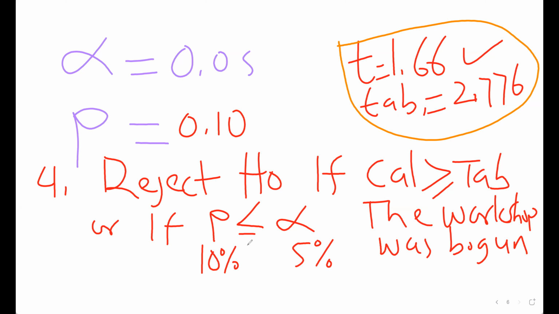The p-value approach, and please check the slides very carefully, is when you are comparing the p-value and the alpha. And the p-value approach says that when the p-value is less than or equal to alpha, reject. Our p-value was 10%. It was rather more than the alpha. So that's why we cannot reject. And that conclusion should match the conclusion of the critical value approach, where the calculated should be greater than the tabulated. They should all lead to the same conclusion all the time.